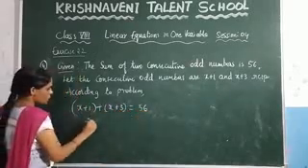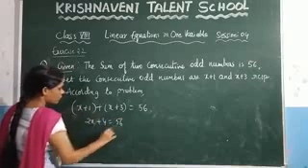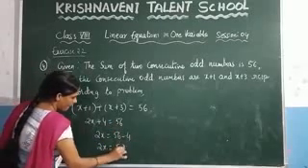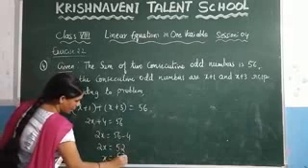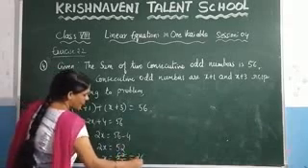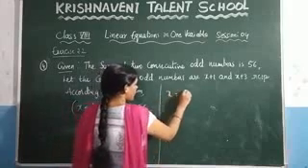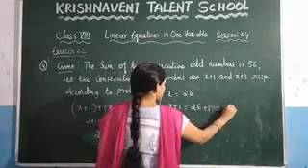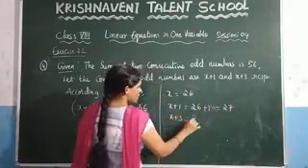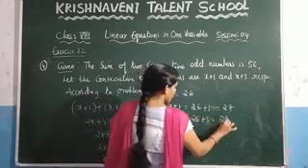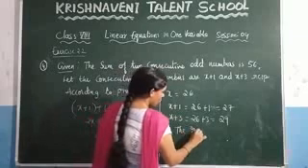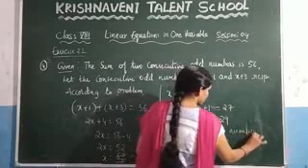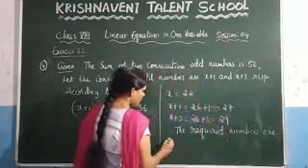Now adding x plus x, which is 2x. Now 50. So we got the x value as 26. What are those numbers? X plus 1, which is 26 plus 1, 27. And the other number is x plus 3, which is 26 plus 3, 29. Therefore, write it. The required numbers are 27 and 29.